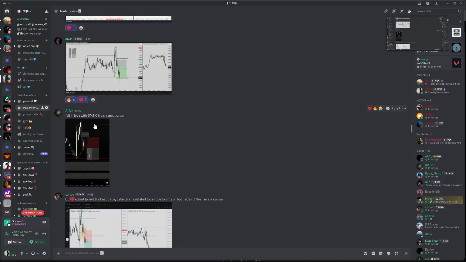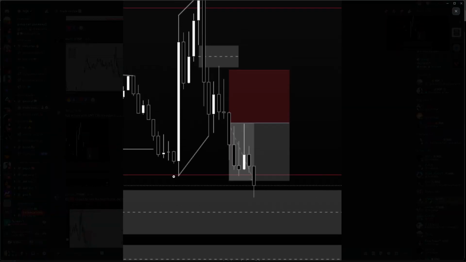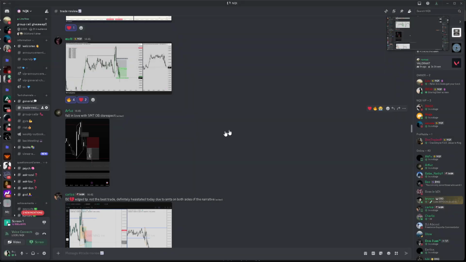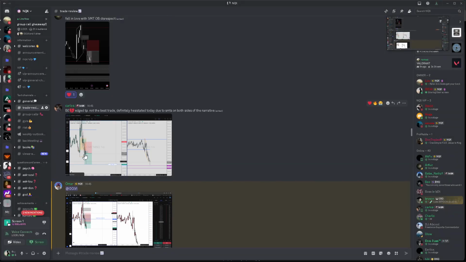Fell in love with SMT order block disrespect. Yeah, this is a really clean setup as well because we have this SMT and the SMT is failing to displace. And we've already tapped this gap multiple times. So we're clearly going to displace through with speed and efficiency towards the draw on liquidity, which is these lows. Really clean off us. Solid stuff, bro.